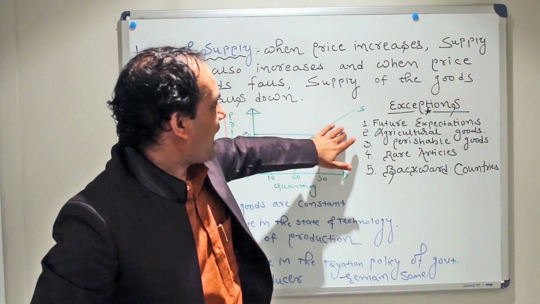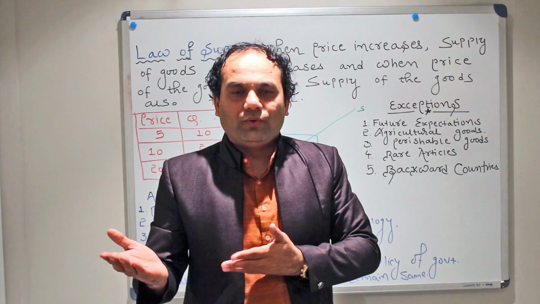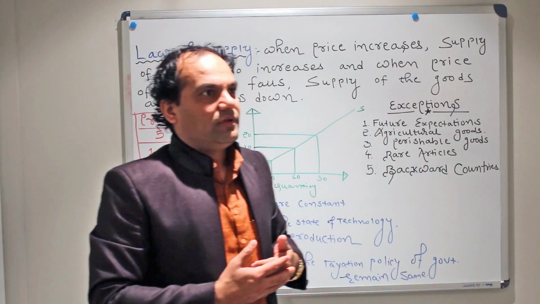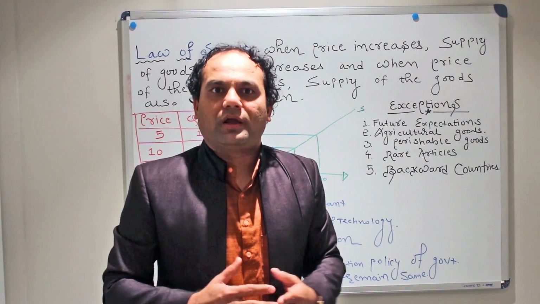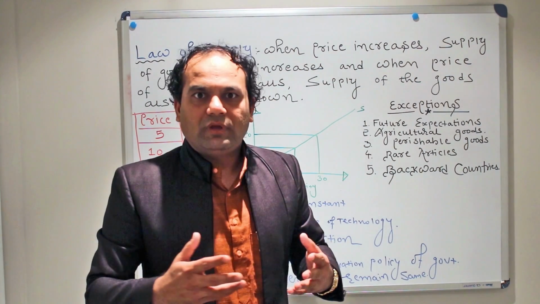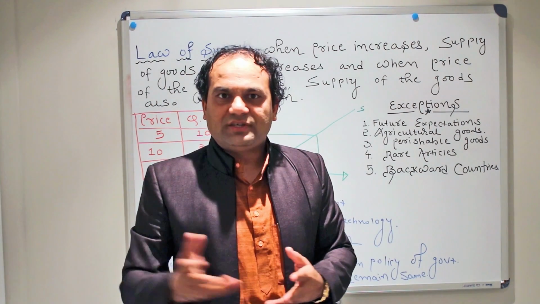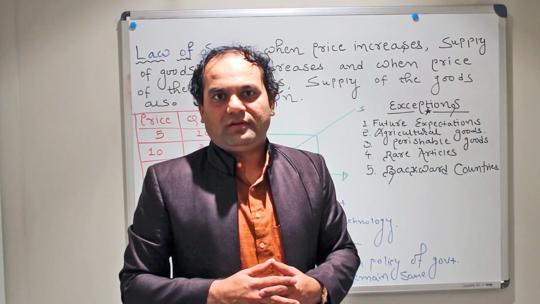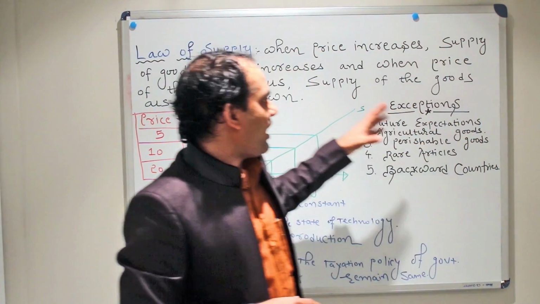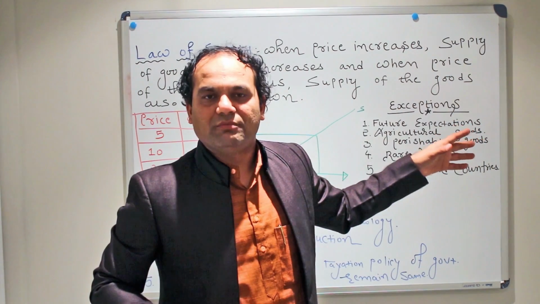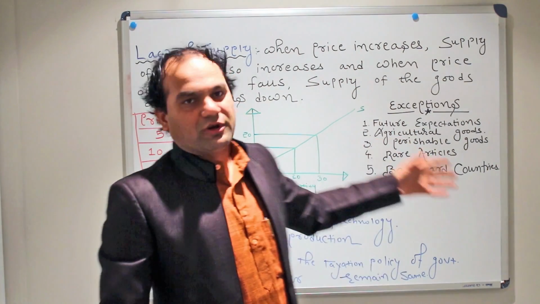Then agricultural goods. You know that agricultural goods take time to produce. Suppose for example tomorrow the price of wheat or rice in the market goes up, is it possible for the farmer to plant and grow rice in just 1 night or 2 nights or 3 nights? Nah, he will need some time. So agricultural goods are another exception to law of supply as well, because they take time to come to the market.